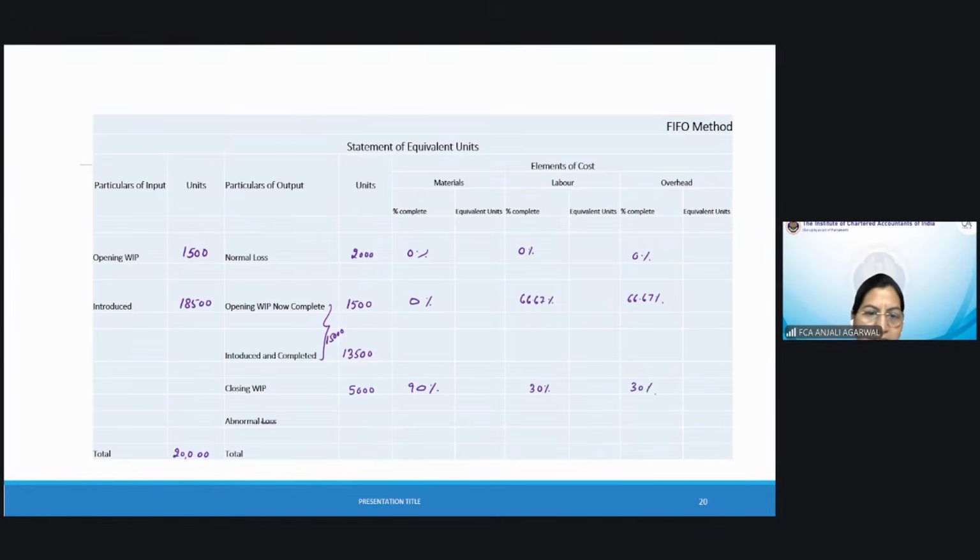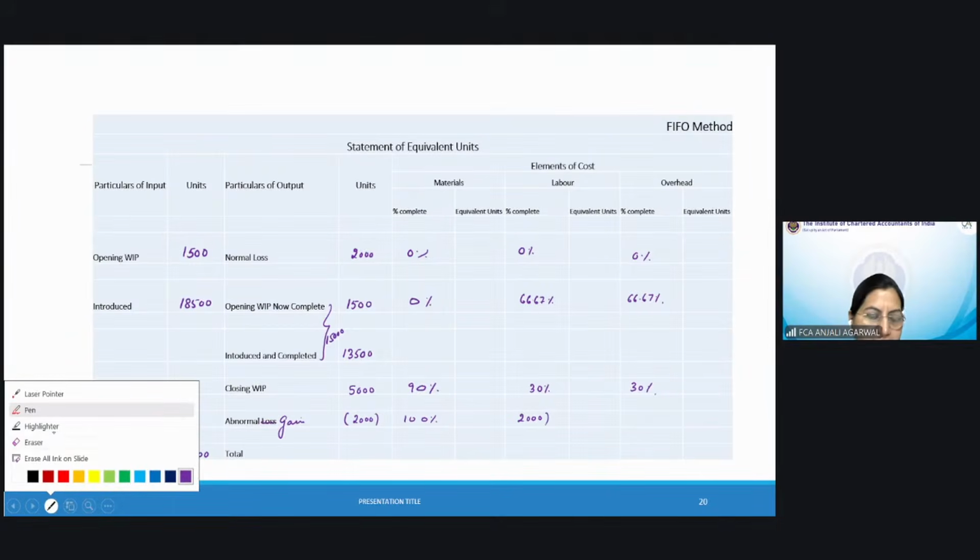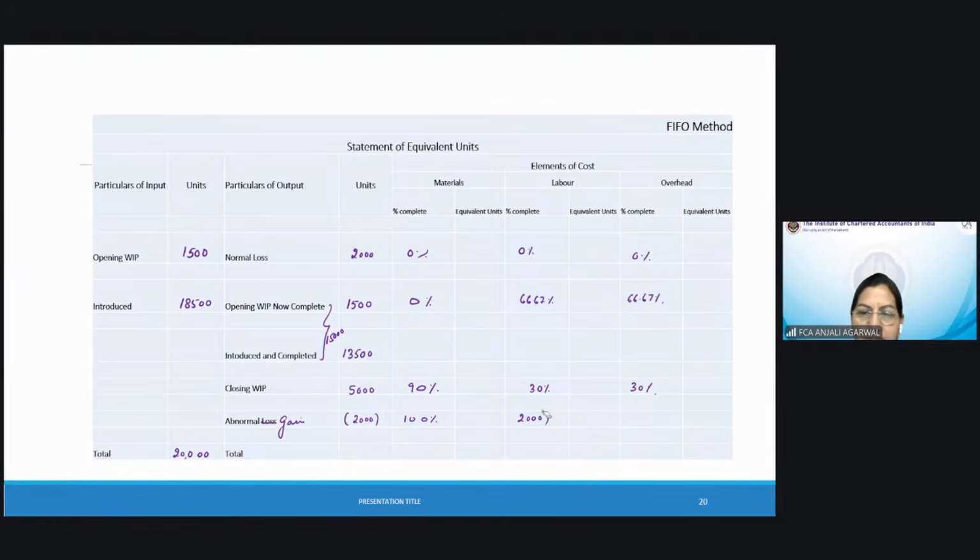There is no abnormal loss, there is abnormal gain. So minus 2,000, that is always taken as 100% complete. Even if the scrap percentage is given, you will always take abnormal gain as 100% complete, because the word gain itself means that these units are completed and transferred to the next process. And you cannot transfer incomplete units.